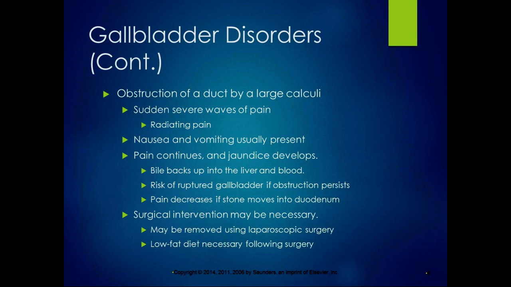So if there's an obstruction of a duct by a large stone, a large calculus, it can cause sudden severe waves of radiating pain, and the pain can radiate to the subscapular area. It can cause nausea and vomiting. As the bile backs up, you can develop jaundice because it backs up into the liver and blood. And so jaundice is that yellow coloring because the bile is that yellow color. And you're risking a ruptured gallbladder if the obstruction persists, and it can end up causing liver problems as well. Pain decreases if the stone moves into the duodenum because it's a bigger duct and it can be moved out then.